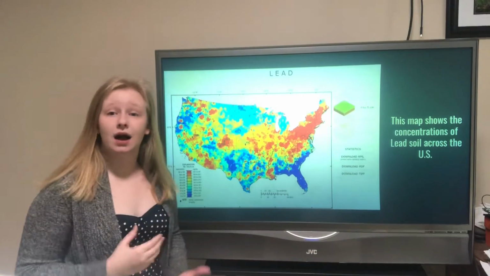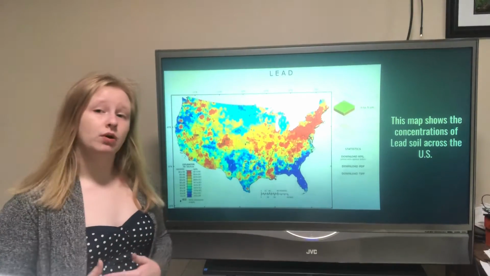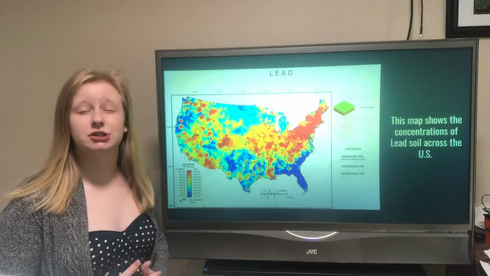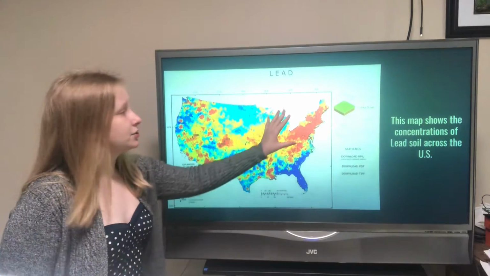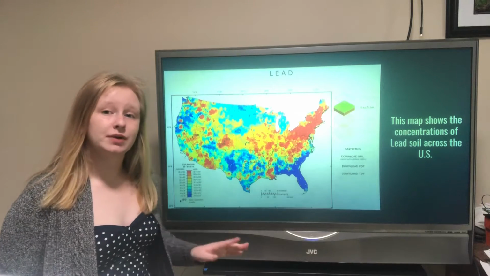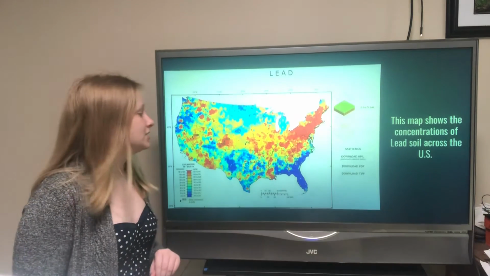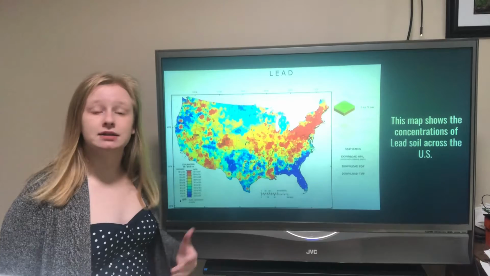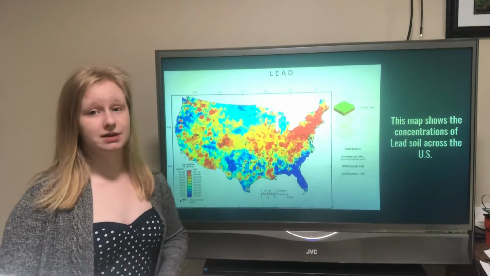We have to remember that coverage is a very important variable when you're talking about exposure to lead soil. Areas in the north where it snows a lot and covers the soil will put you at less risk for lead soil contamination than areas in the south where it is bare soil the majority of the year.